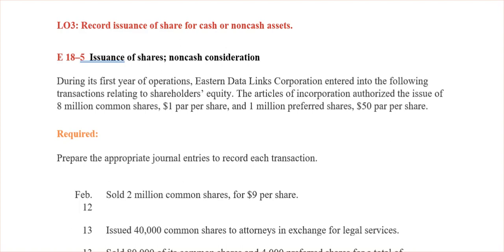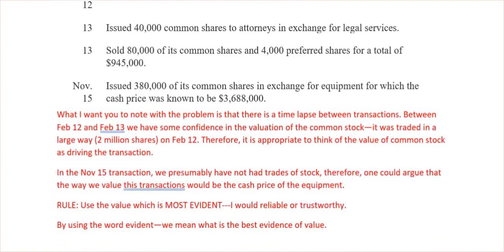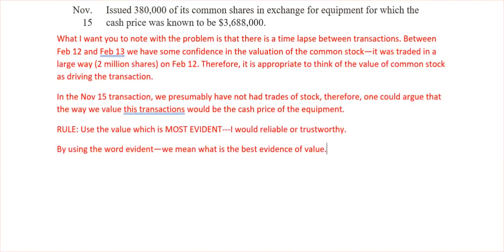There are a number of journal entries in this problem. I'm going to scroll down just a little bit so we can talk about these paragraphs down here. What I want you to note with the problem is that there is a time lapse between the transactions. You have several transactions happening February 12th and February 13th. And because these transactions are close together, it gives us some confidence in the valuation of the common stock.